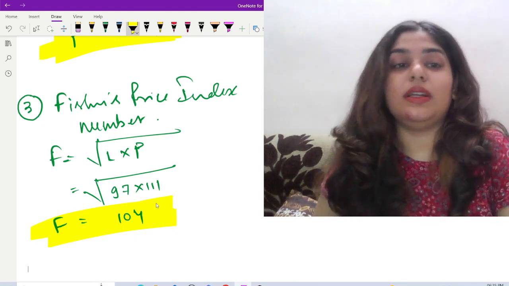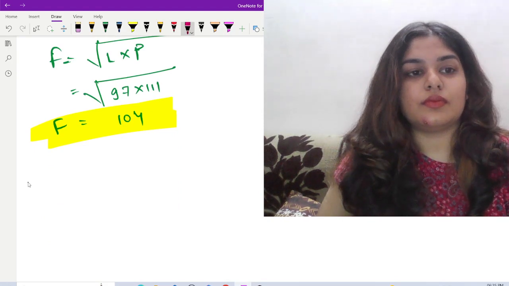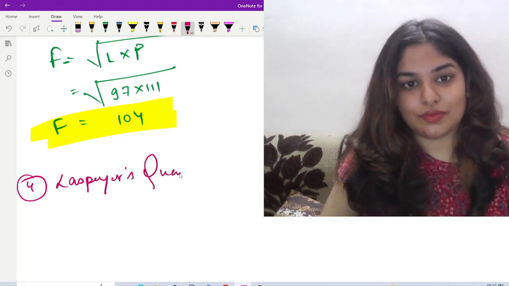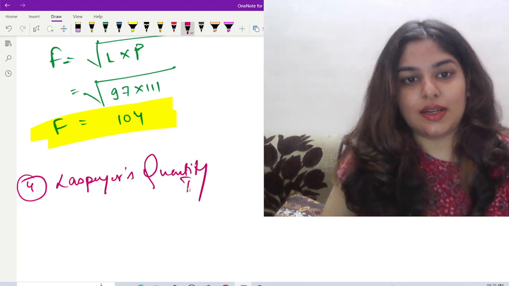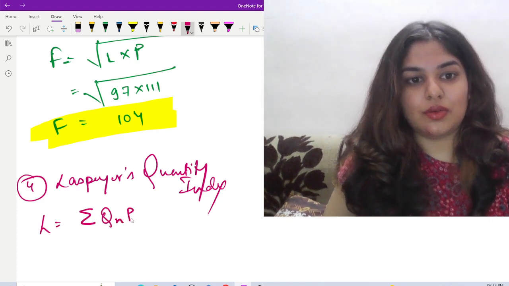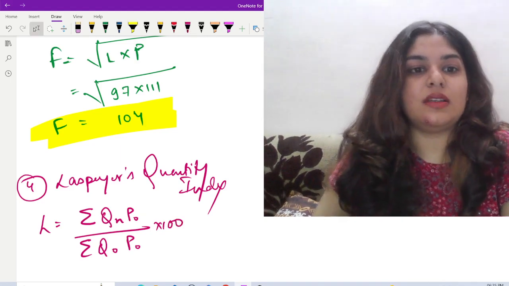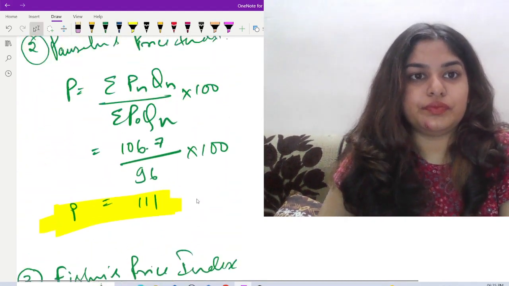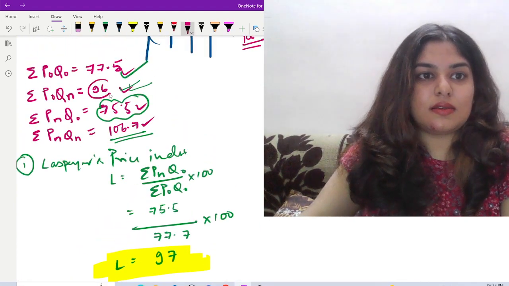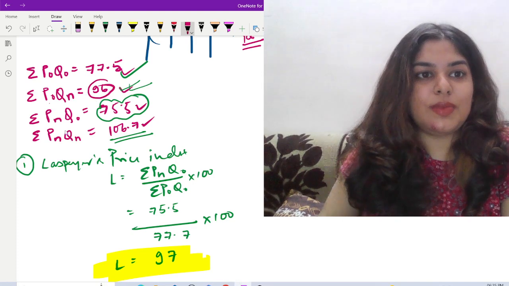Now we are yet to calculate the quantity index number. That is Laspeyres quantity index number. L is equal to summation Qn P0 by summation Q0 P0 into 100. Now let's put the values again. Qn P0 means this, that is 96. Qn P0. And we have Q0 P0, right? That is this.